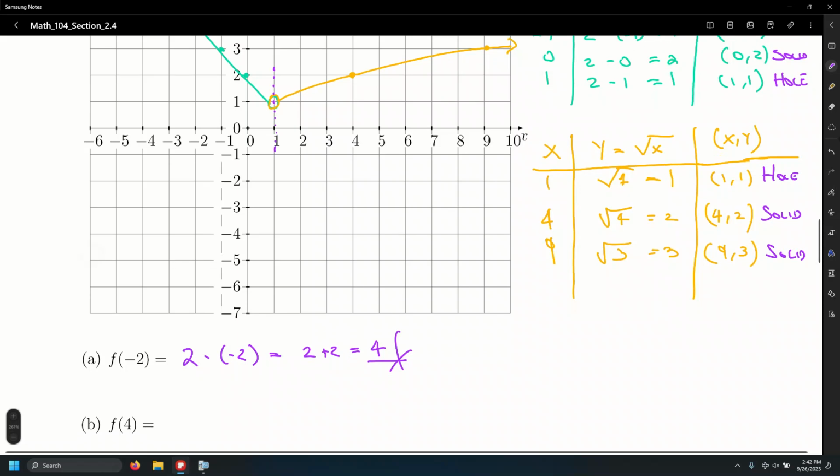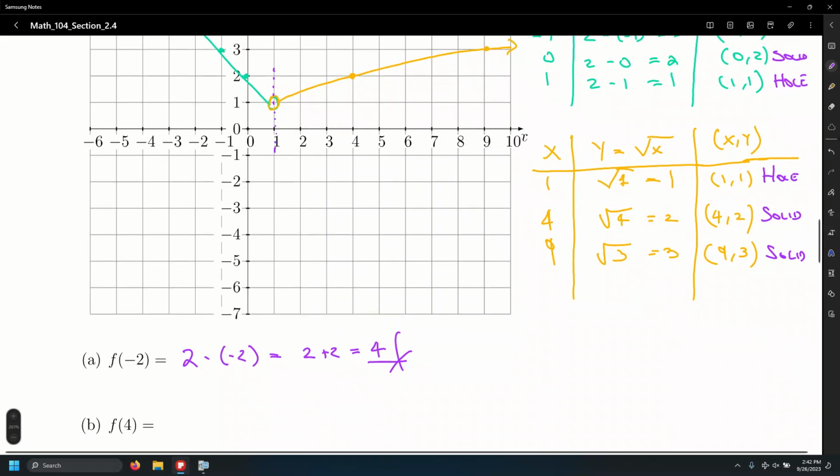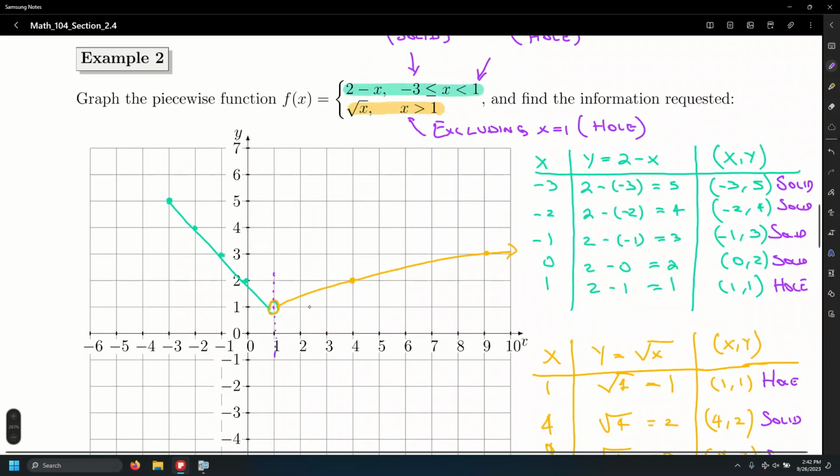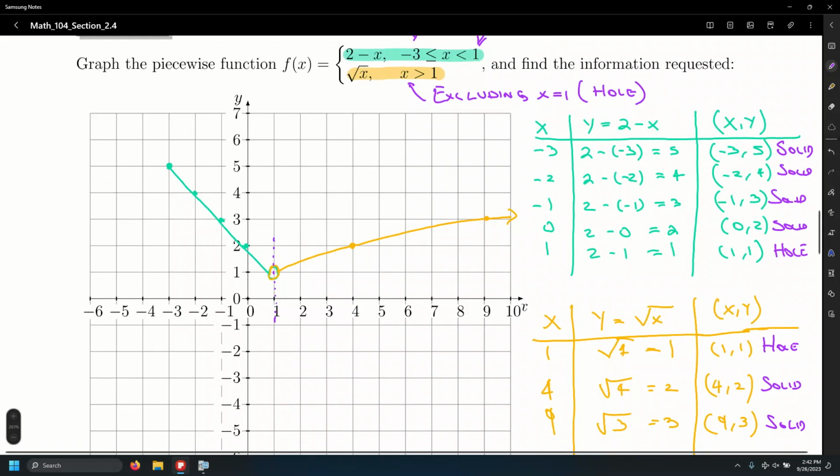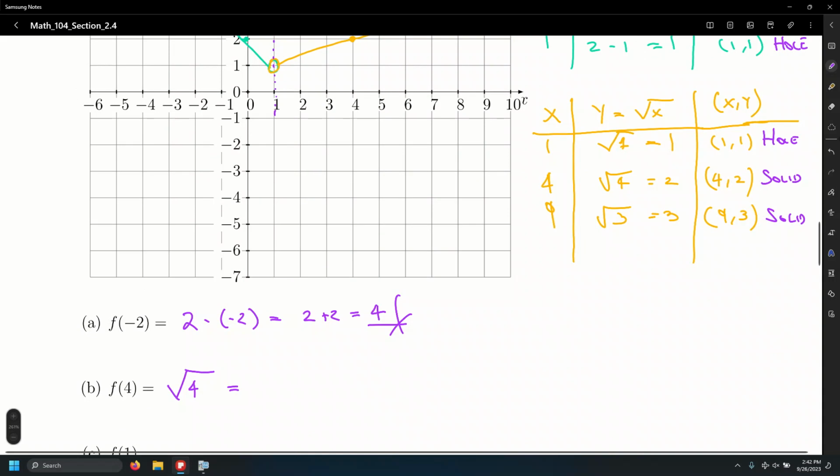And then next, f of 4. Where is the number 4 admitted? Is it in the green region or the yellow region? Yellow. All right, so let's take the square root of 4. Notice I'm using the function related to the region at which the value of x is allowed, in this case the radical function. And then that equals 2.